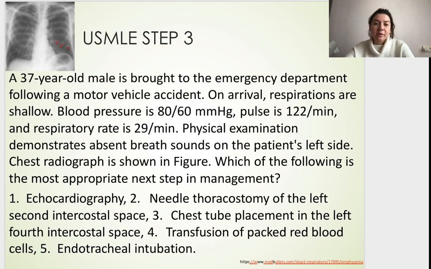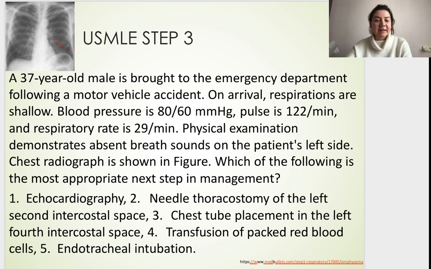And one more USMLE test for you today. A 37-year-old male is brought to the emergency department following a motor vehicle accident. On arrival, respirations are shallow. Blood pressure is 80 by 60 mm Hg. Pulse is 122. Respiratory rate is 29. Physical examination demonstrates absence of breath sounds on the patient's left side. Chest radiograph is shown in the figure. You see this figure here. Which of the following is the most appropriate next step in management?